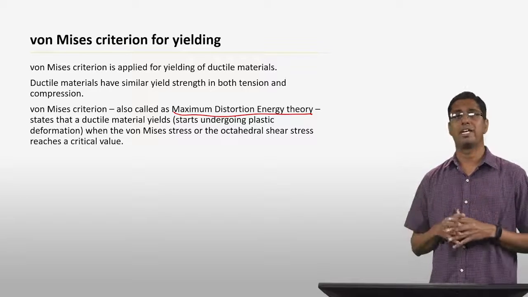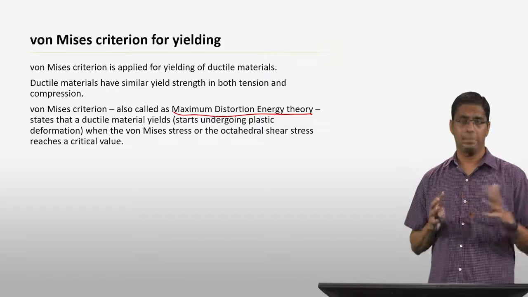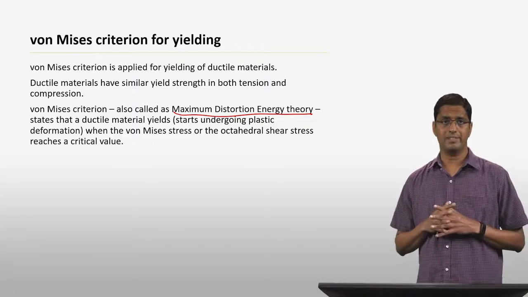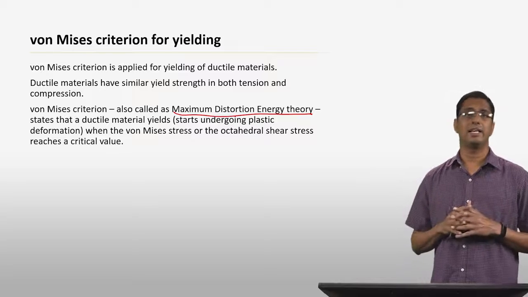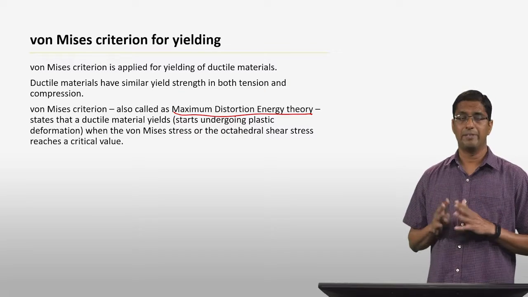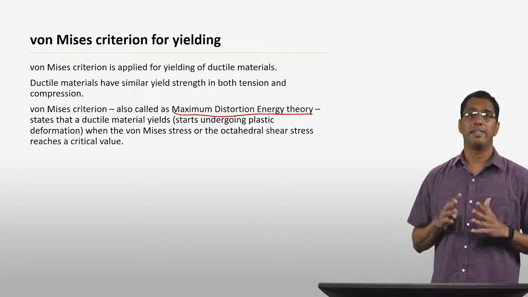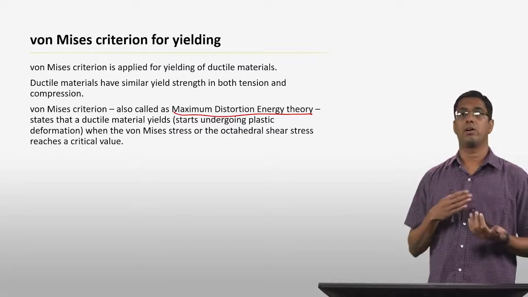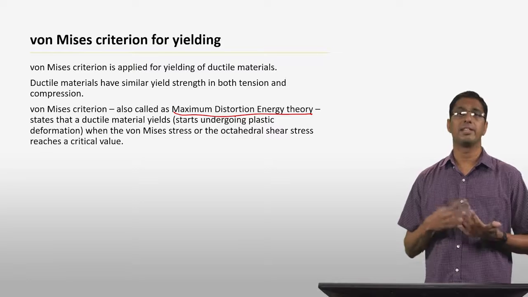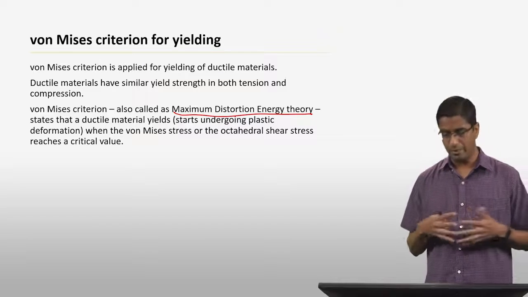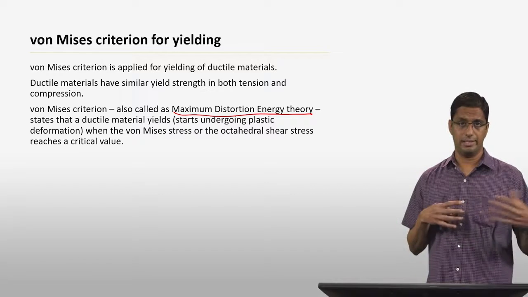We won't have a chance to actually go through what this is, but we will go through at least what the criterion says. So this von Mises criterion states that a ductile material will yield, that is, it will undergo plastic deformation, when the von Mises stress or the octahedral shear stress reaches a critical value. So what is this von Mises stress? Okay, we will look at that in the next slide.